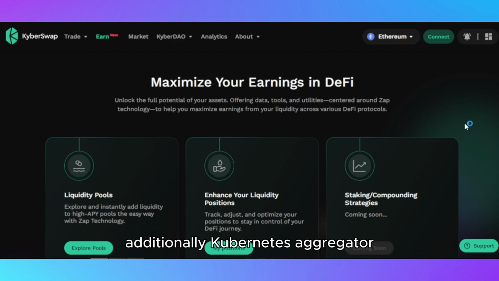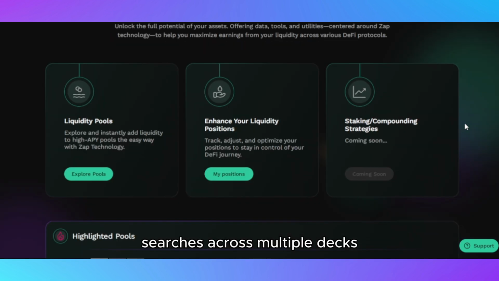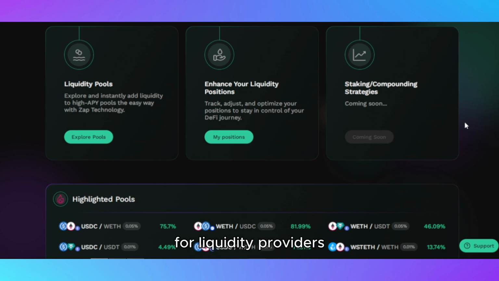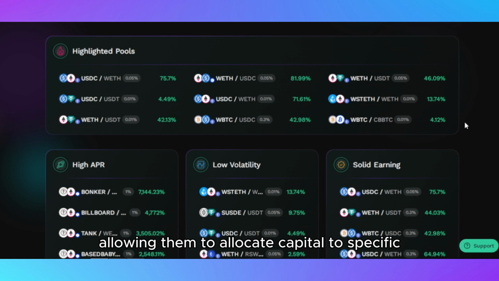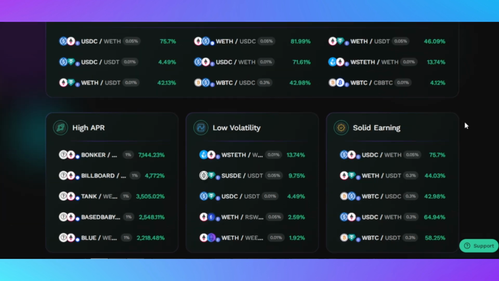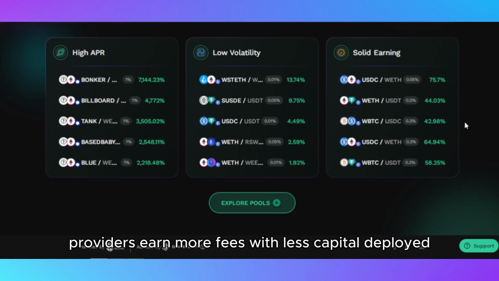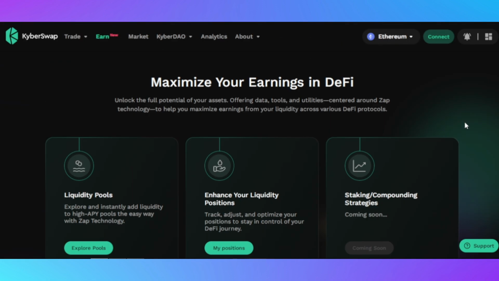Additionally, KyberSwap's aggregator searches across multiple DEXs to offer the most capital-efficient trade routes, reducing price impact and slippage for large transactions. For liquidity providers, KyberSwap offers concentrated liquidity, allowing them to allocate capital to specific price ranges, similar to Uniswap v3. This ensures higher capital efficiency, meaning providers earn more fees with less capital deployed.